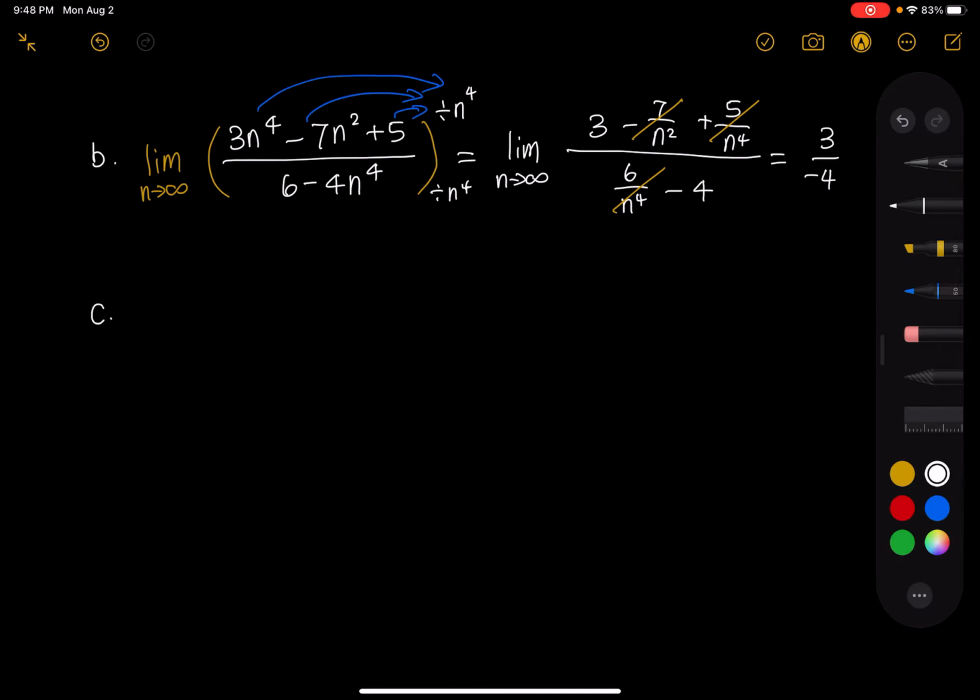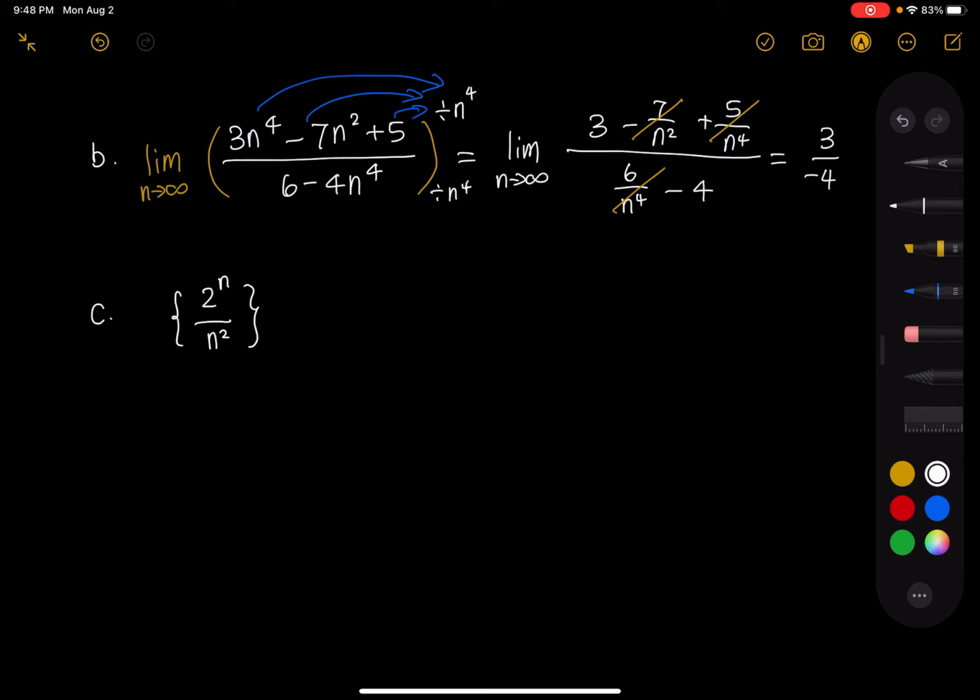Part C. So we have this sequence, 2 to the nth power divided by n squared. We want to find the limit. We want to find, as n goes to infinity, what is the limit of a_n?